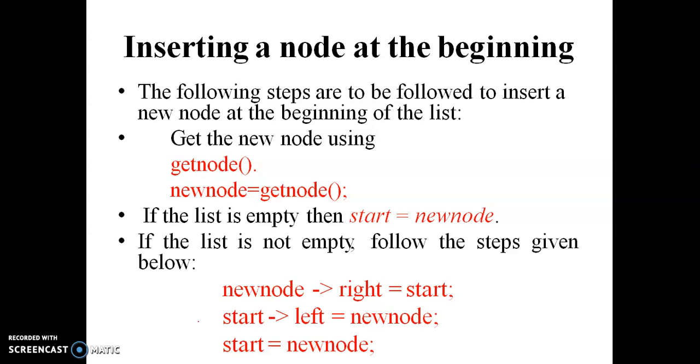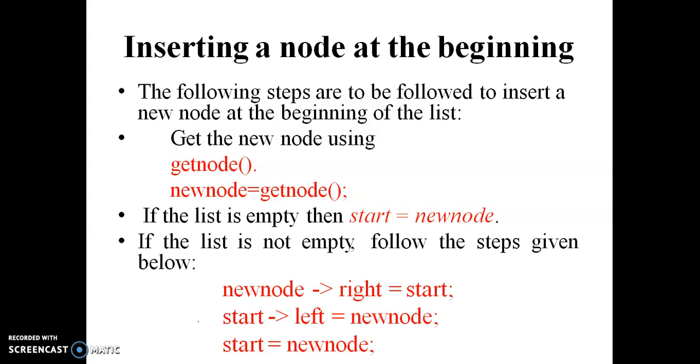Then we'll check whether the list is empty or not. If it is empty, then we'll make the new node the starting node. If it is not empty, then we will assign the new node's right as the starting node, that is, new node right is the start node address. We want to add the new node at the beginning of the linked list, which is nothing but adding a new node before the starting node. So the new node's next becomes the starting node: new node of right is equal to start.